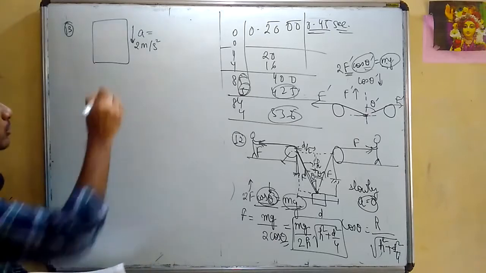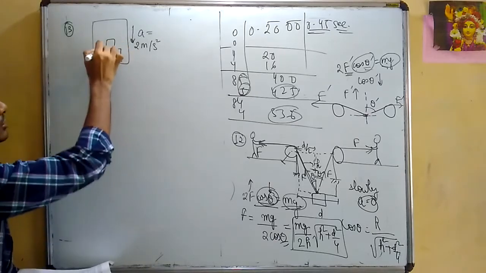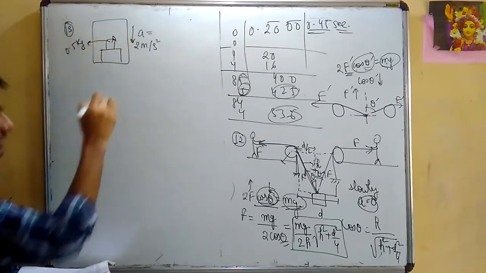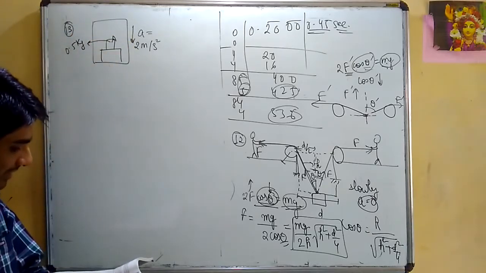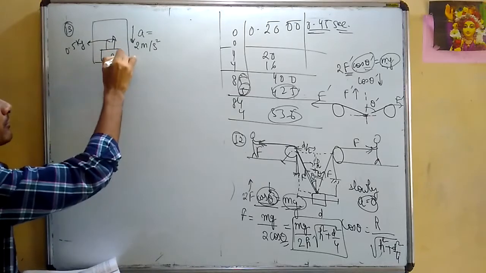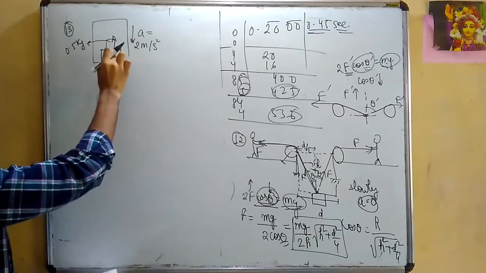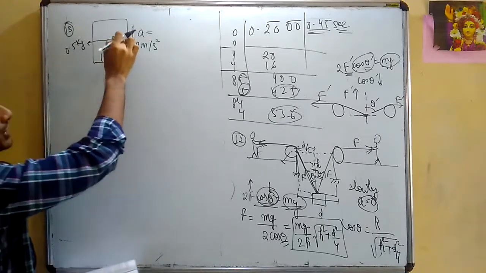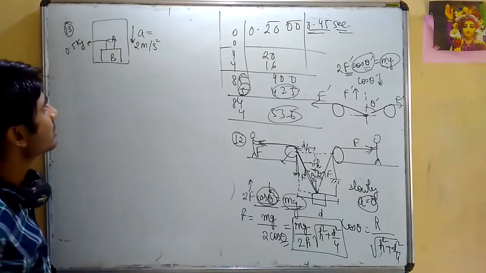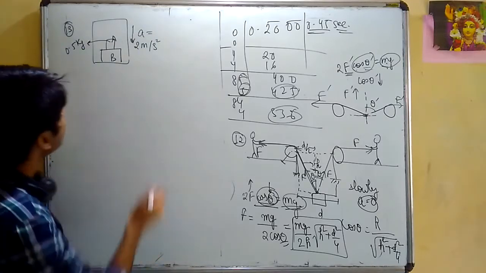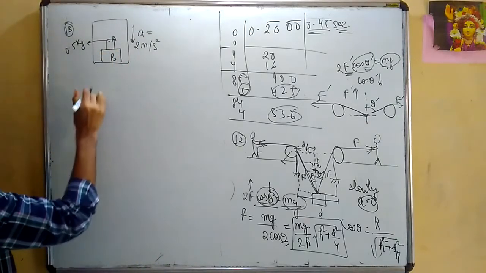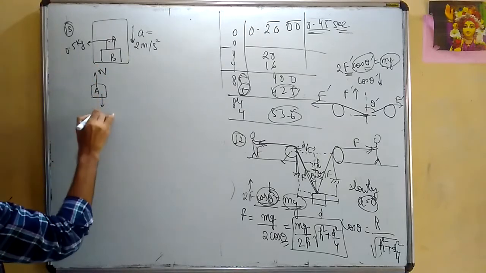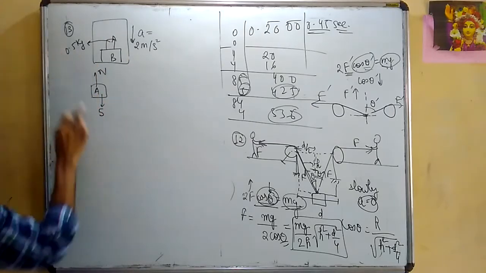Mass of block A is 0.5 kg. It is said, find the force exerted by A on B. I have been given no data about B, so instead of finding the force which A exerts on B, I will find the force which B exerts on A, and the same amount of force A will also exert on B. So if you draw the FBD of A, normal is acting in upward direction, and downward is 0.5 into g, that is 5.